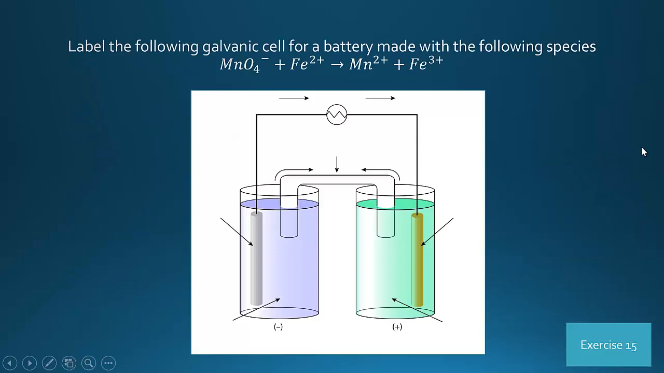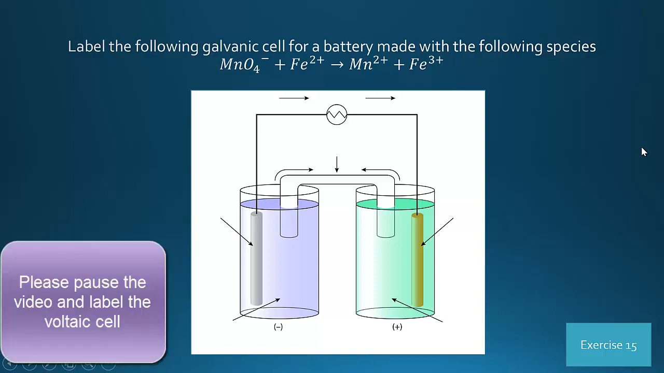So in exercise 12, you're asked to label the parts of the galvanic cell produced from permanganate and ferrous solutions. Pause the video and see if you can determine what each arrow is pointing to.